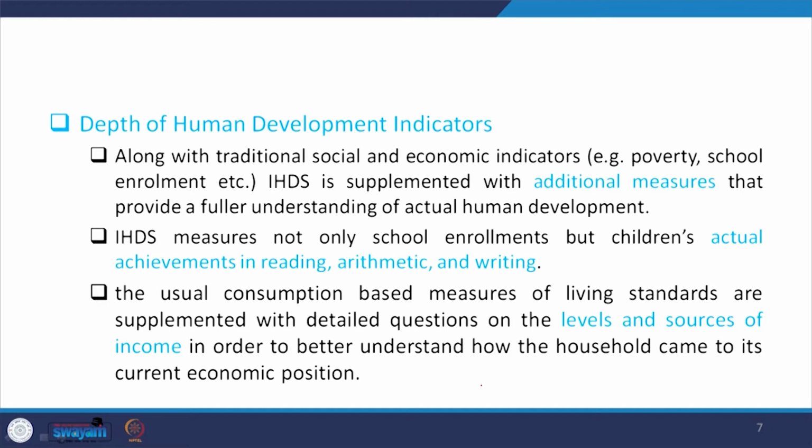Now, looking at the depth of the human development indicators, along with the traditional socio-economic indicators like poverty and school attainment, IHDS is supplemented with additional measures that provide a fuller understanding of human development. It measures not only school enrollment, but also children's actual achievement related to cognitive issues, such as reading, arithmetic skill, and writing habits. The usual consumption based measures of living standards are supplemented with detailed questions on the levels and sources of income, to better understand how the household came to its current position.